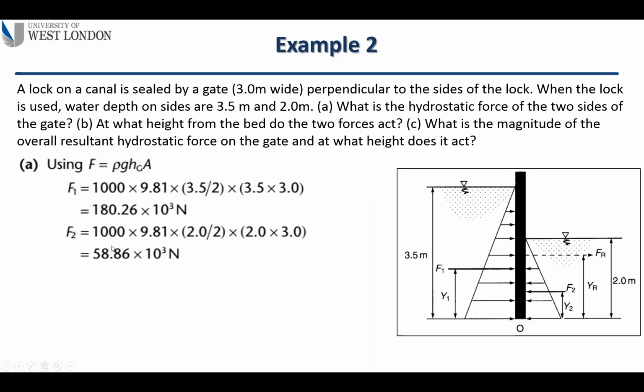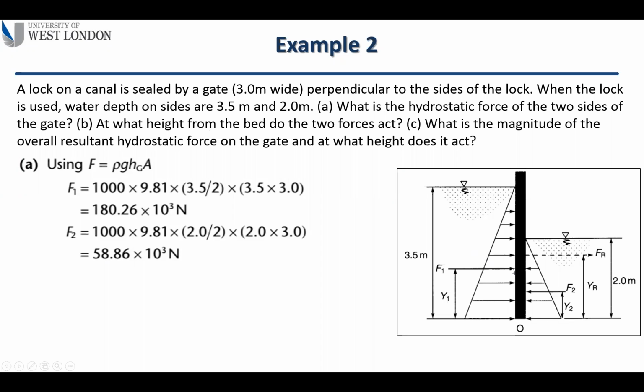And for F2, similarly, 1,000 times 9.81 times h_g, the centroid, which is half of the height, 2 over 2, which is 1, times 2 times 3. 2 is the height, 3 is the width. Okay, 2 times 3, and the result is 58.86 thousand newtons. This is section 1.